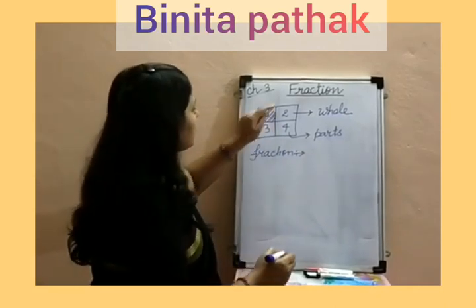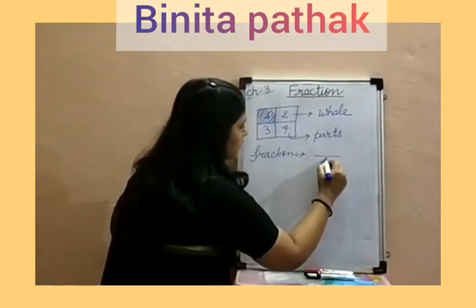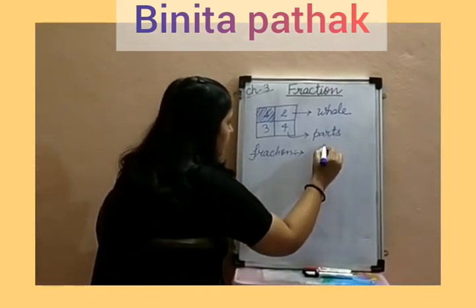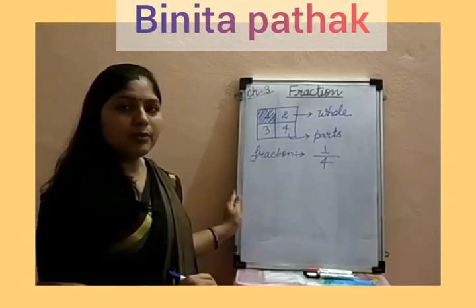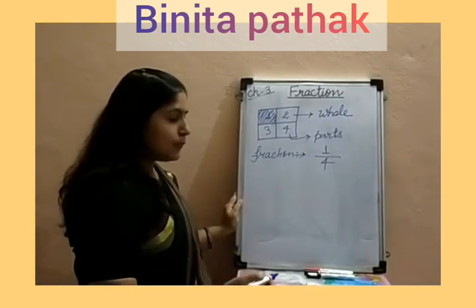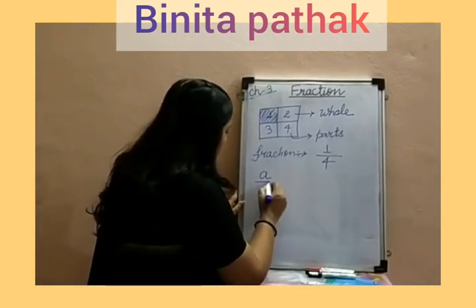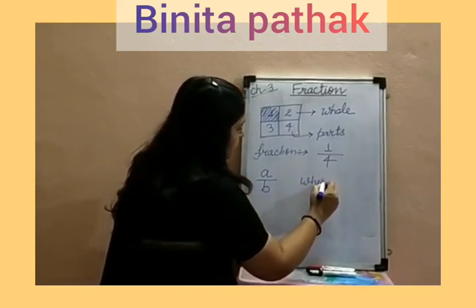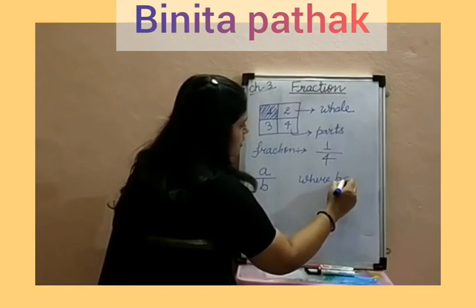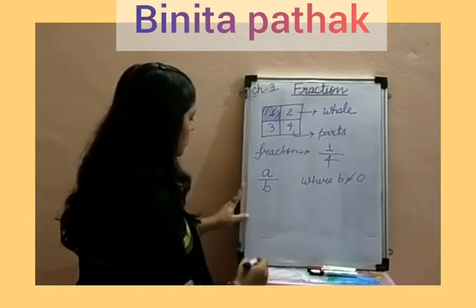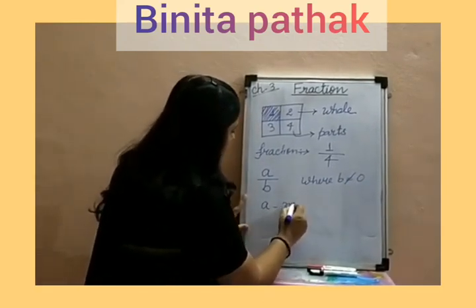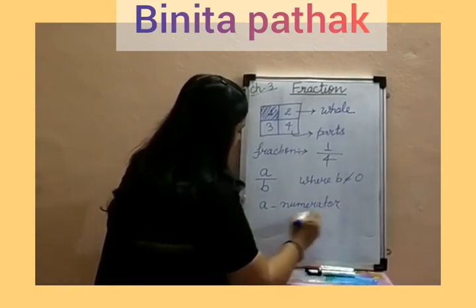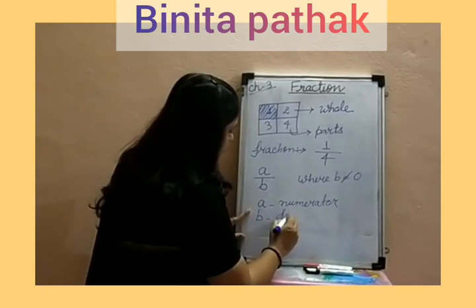The total parts will be the denominator, that is below the line, and the shaded part will be above the line, that is the numerator. It means a fraction is a number. It represents A upon B, where B is not equal to 0. Here A is called the numerator and B is called the denominator.